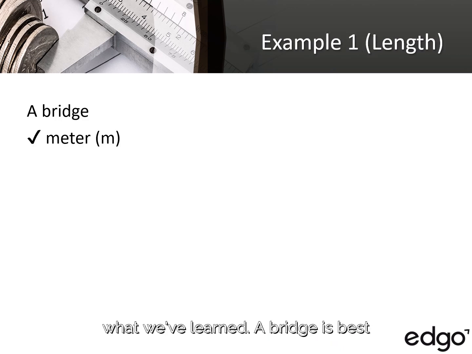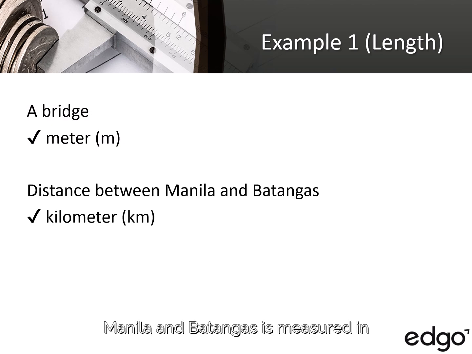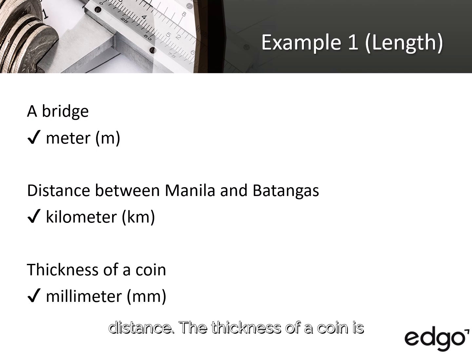A bridge is best measured in meters because its length is too large for centimeters but too small for kilometers. The distance between Manila and Batangas is measured in kilometers because it covers a long distance. The thickness of a coin is measured in millimeters because it is very small. Notice that although all three involve length, they require different units depending on size.